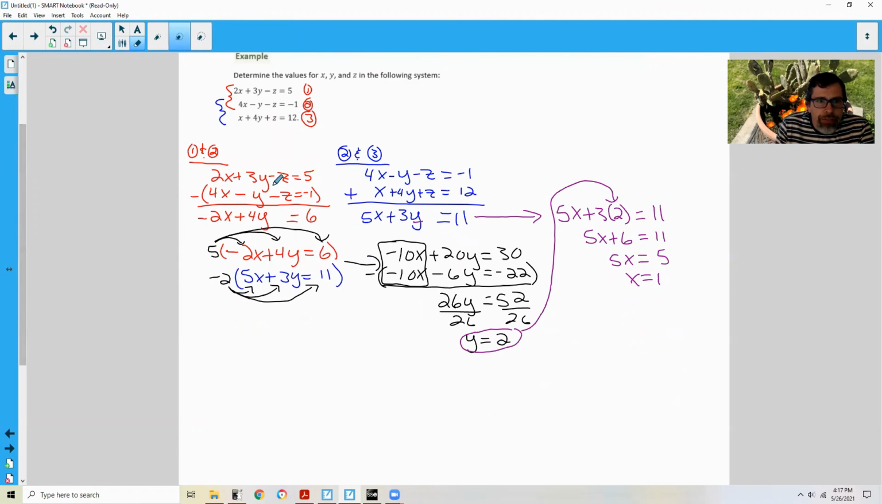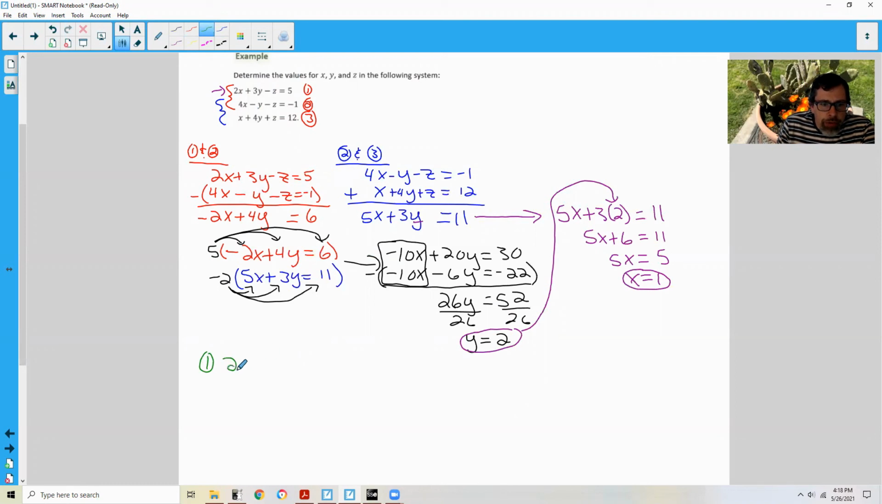So what do we have? We have x equals 1. We have y equals 2. We don't know z, but all we have to do is take one of these three equations, it doesn't matter which one, and we solve for z. So I'm going to use the first one. I'll use equation number 1. And again, like I said, it doesn't matter.